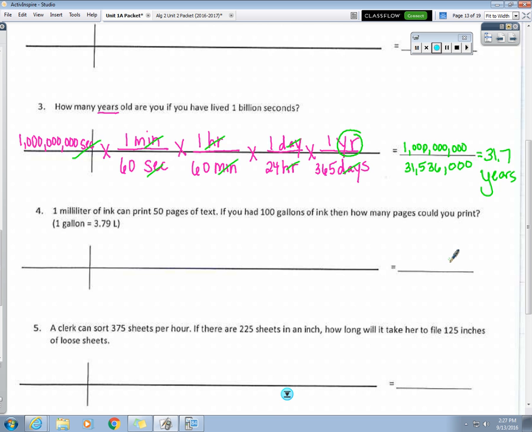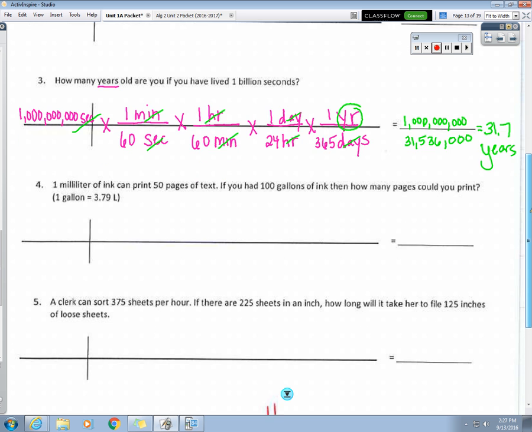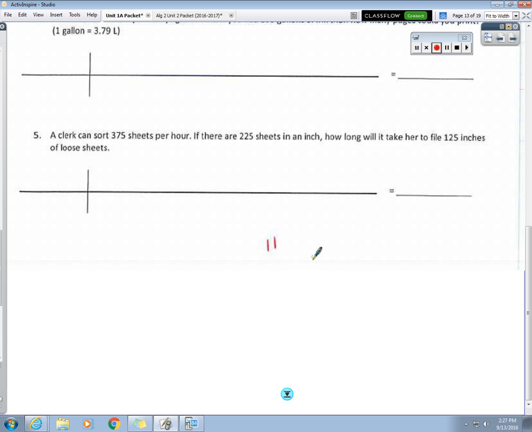Okay, now let's look at number 5. A clerk can sort 375 sheets per hour. If there are 225 sheets in an inch, how long will it take her to, this says file, really, I think they meant to say sort again, 125 inches of loose sheets. Where do we start? Right, 125 inches is where we start because that's what she's starting with, right?